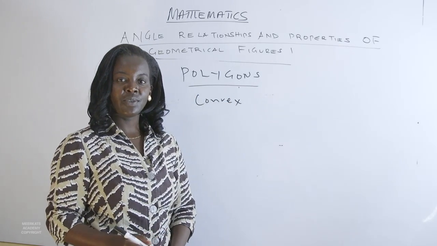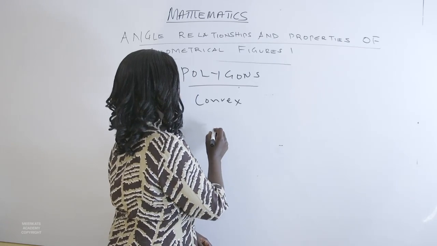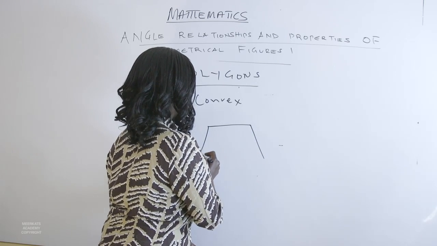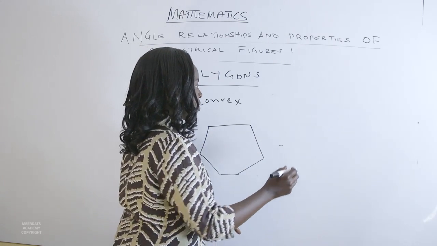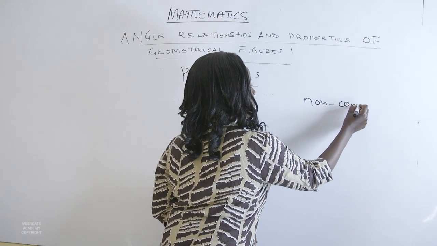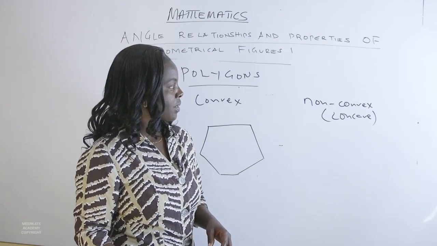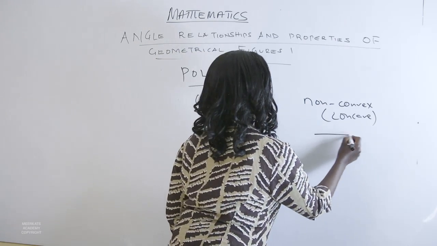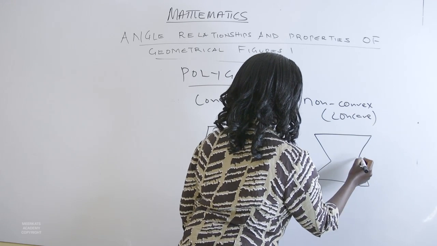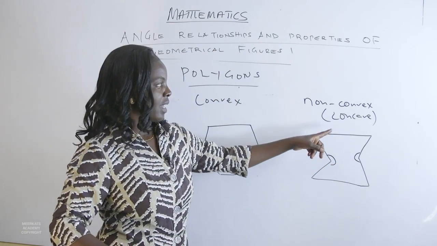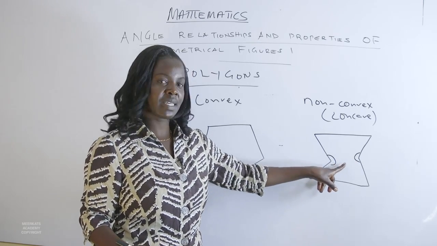So from our last lesson, we saw that convex polygons have all the vertices pointing outwards. So this is a convex polygon. We can also have non-convex polygons. The other name for a non-convex polygon is concave. So this is a non-convex or concave polygon. You realize that we have vertices that are pointing inwards.